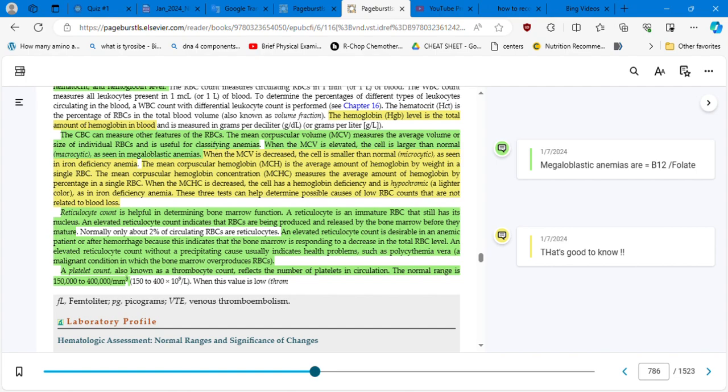When the MCV is decreased, the cell is smaller than normal, it is microcytic, as seen in iron deficiency anemia. A good way to remember this, that's the way I study: microcytic, the second letter is I, micro, iron deficiency anemia. So you have your megaloblastic, B12 and folate, and by default microcytic, the I of iron, because the cell is small, the volume is small. The mean corpuscular hemoglobin is the average amount of hemoglobin by weight in the single RBC. So if we have a decreased value in the volume, of course we're going to have less hemoglobin, right? The MCH is going to be small.